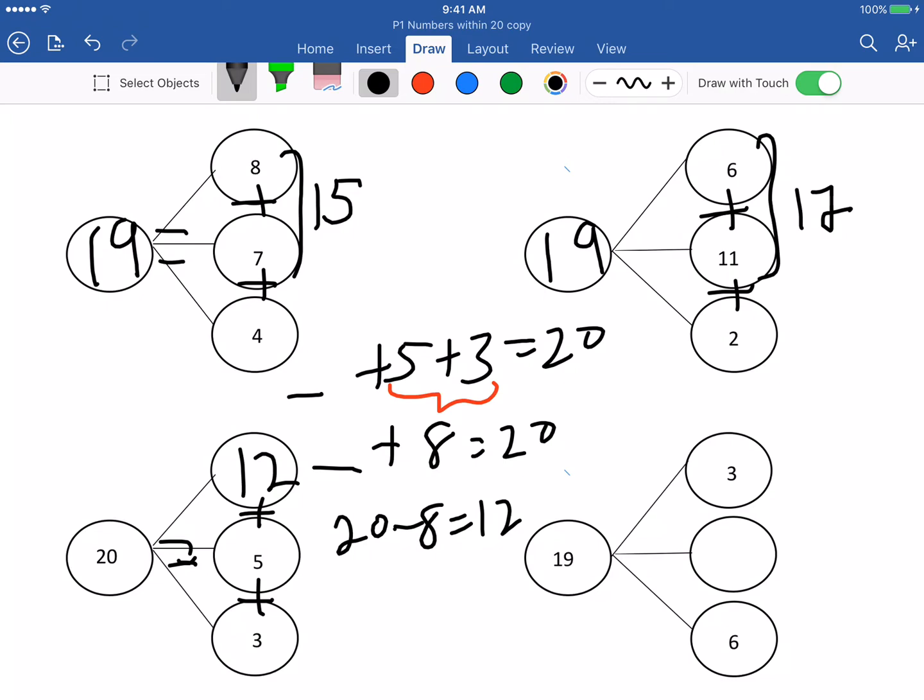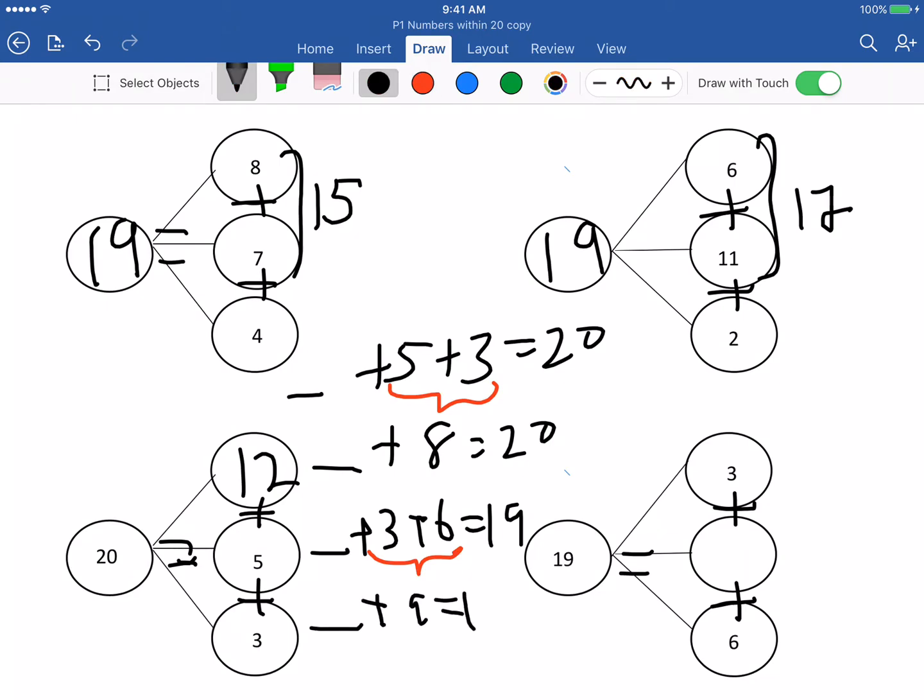Okay, the next example. What must you add to 3 and 6 such that it gives you 19? Okay, so let me erase this first. There isn't much space. Ask yourself, what's 3 plus 6? 3 plus 6 is 9. So it's asking you, what must you add to 9 such that it gives you 19? You take 19 minus 9, which is equal to 10. This is 10.